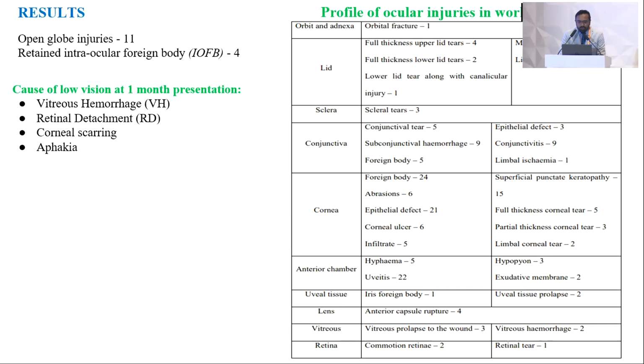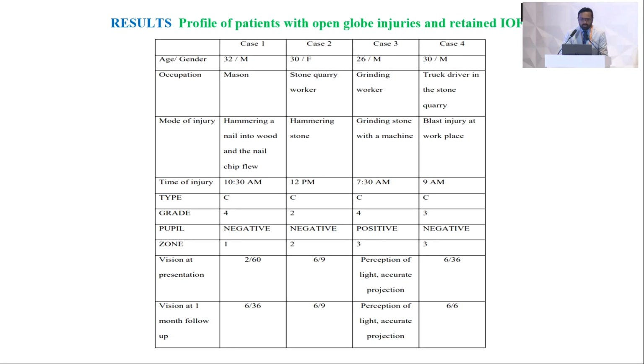Out of a total of 11 open globe injuries, we had 4 patients with retained intraocular foreign bodies. The profile of ocular injuries is illustrated in the table, and the causes of low vision at 1 month were vitreous hemorrhage, retinal detachment, corneal scarring, and aphakia. Now, this is a table of the profile of patients with open globe injuries with retained foreign body.